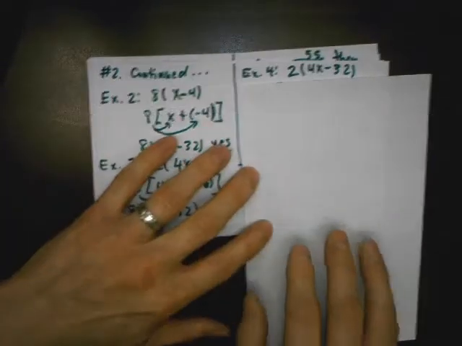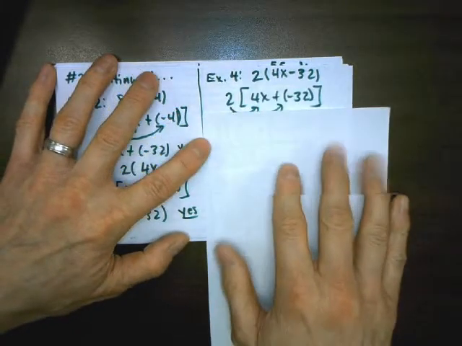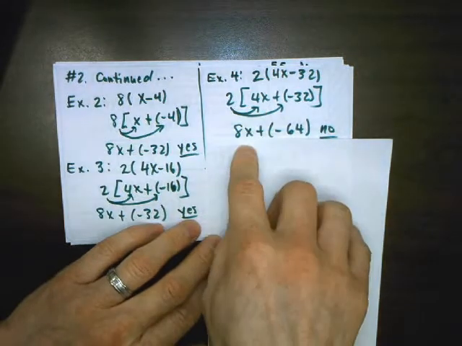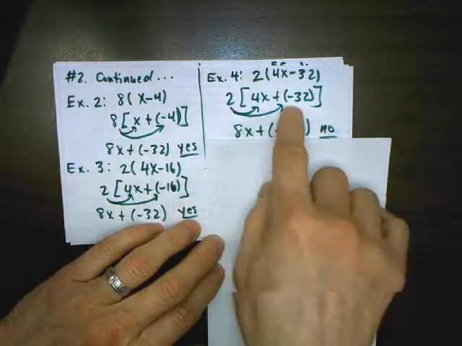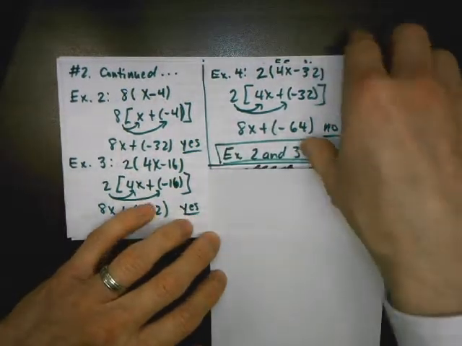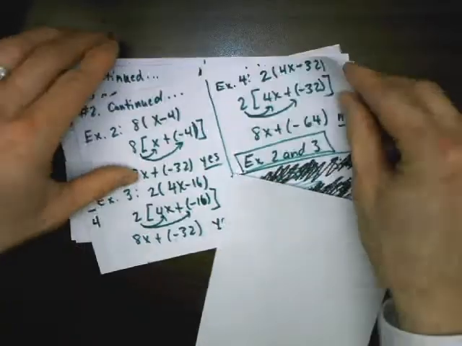Over here, expression 4, again, we're going to distribute again. First do rule for subtraction. 2 times 4x is 8x, plus 2 times negative 32 is negative 64. Those aren't the same, so the only 2 that were the same were expressions 2 and 3.